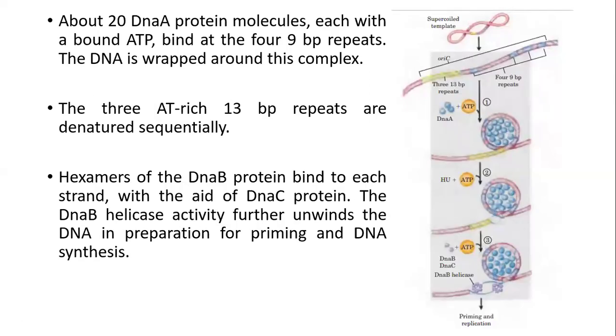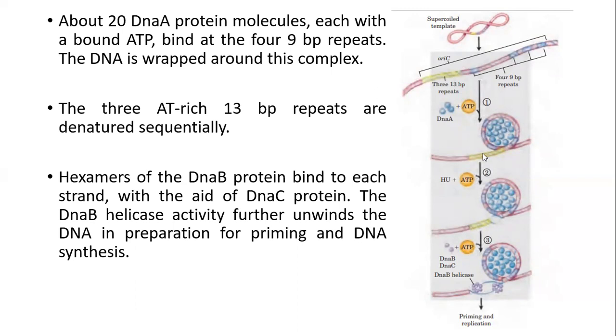During replication initiation, about 20 DNA A protein molecules, each activated by binding ATP, will bind the four 9 base pair sequences, during which the DNA basically wraps around a group of about 20 activated DNA A proteins. This then results in sequential denaturation of the adjacent 13 base pair AT-rich sequence.